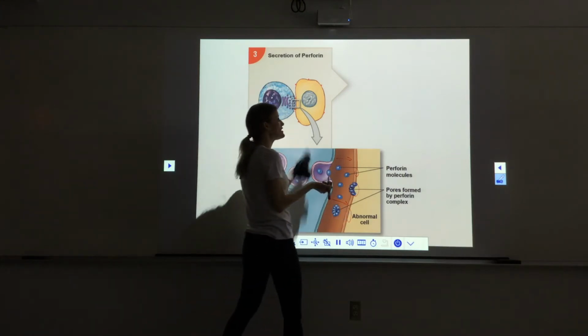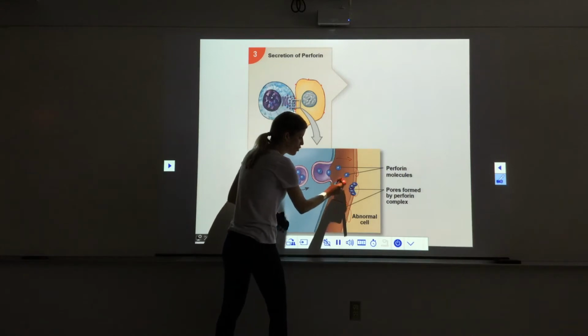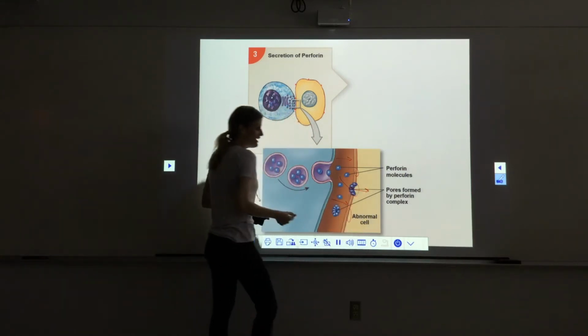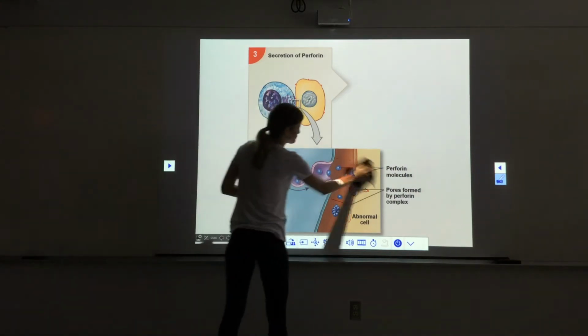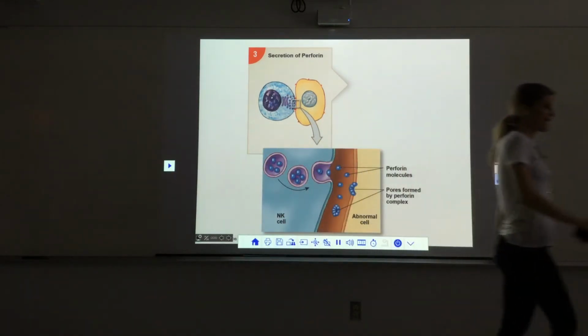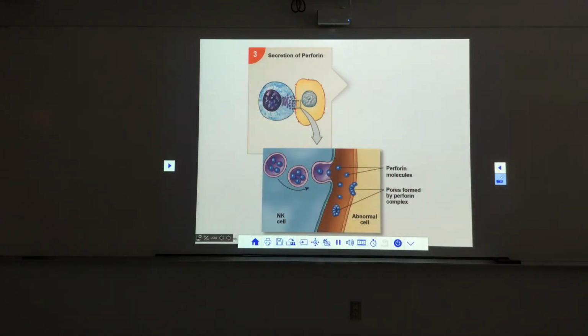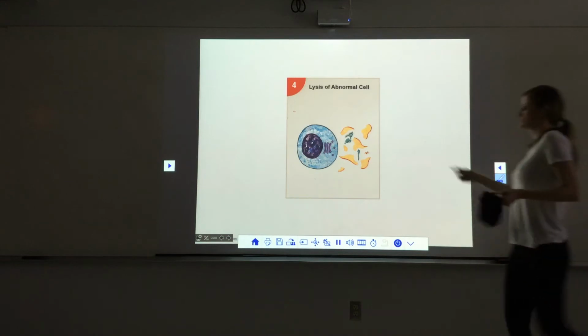Again, we also said that granzymes can be present, and these pores can create little holes for the granzymes to enter. And again, we're thinking that that's super important with virus-infected cells. Then that's NK cells, porphyrins, perforate the plasma membrane. And then here you see the target cell is lysed.